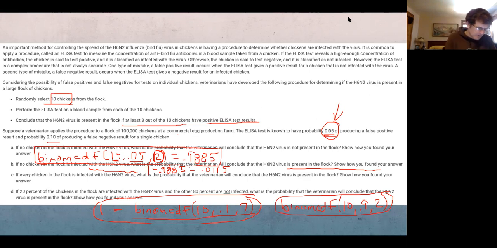And that number is very, very small. So that's going to be, basically there's a 0.9999996 probability. All right, and that's kind of a tough one to put into numbers, but you're almost guaranteed to conclude that the virus is present.